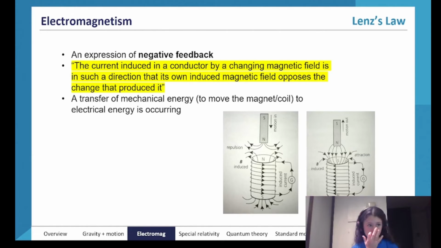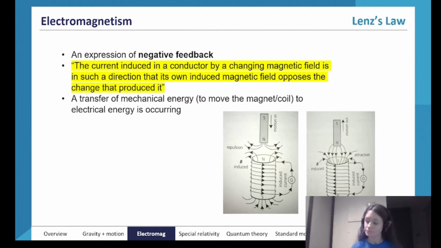Now, the actual reason this happens is obviously not because the current is being petty. It's actually due to the law of conservation of energy. So, I'll explain this in the context of the solenoid, which we have here.